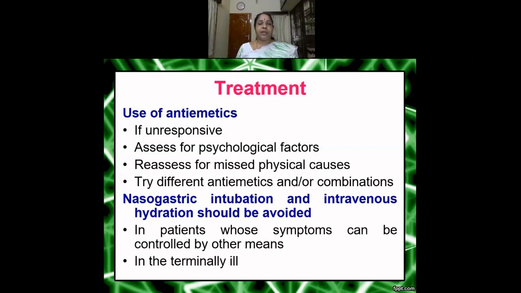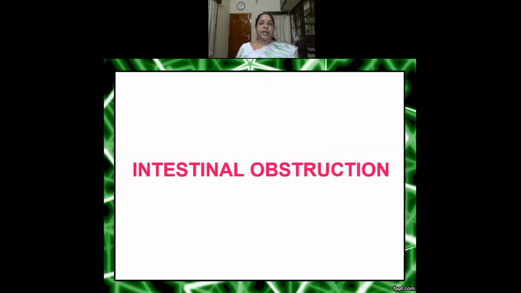Immediately when the patient experiences nausea and vomiting, try to avoid such procedures, and try to avoid giving fluids intravenously as soon as nausea and vomiting starts. Only if the patient is dehydrated do you have to go in for intravenous hydration. This applies in patients whose symptoms can be controlled by other means, in the terminally ill patient. The next problem frequently encountered with respect to gastrointestinal symptoms is intestinal obstruction.